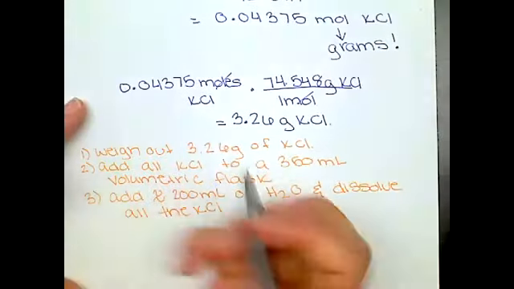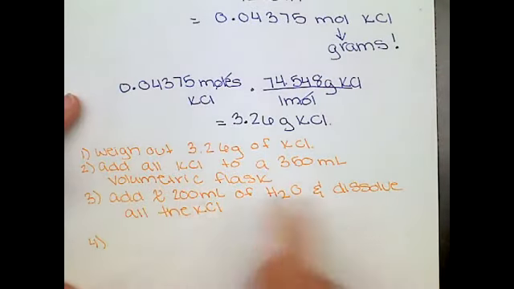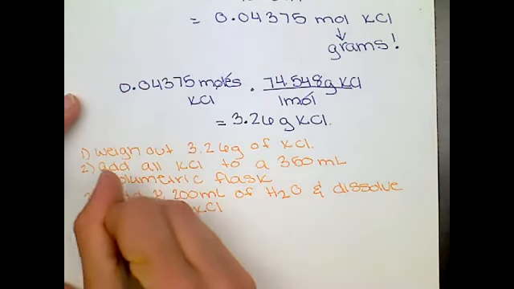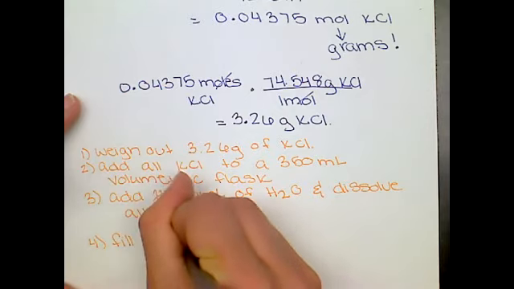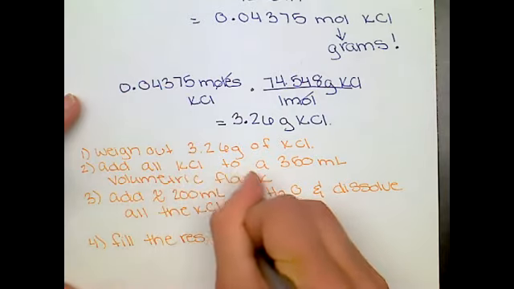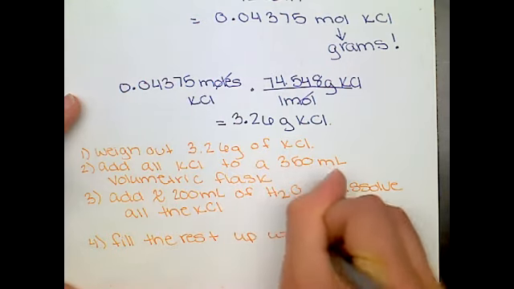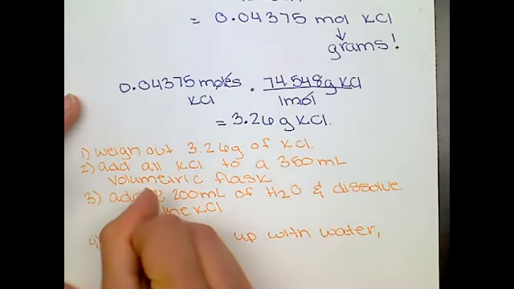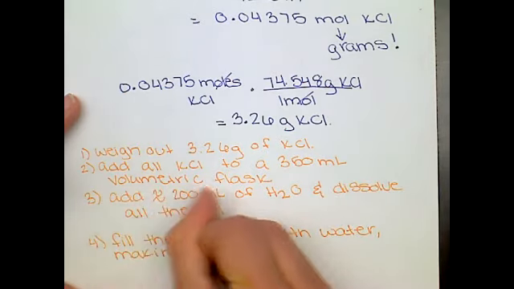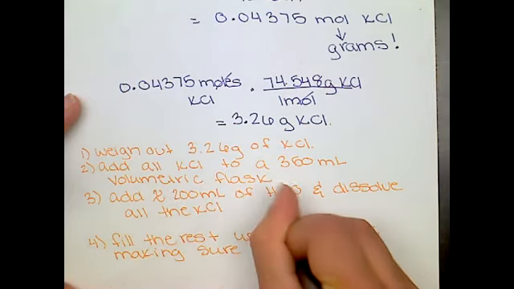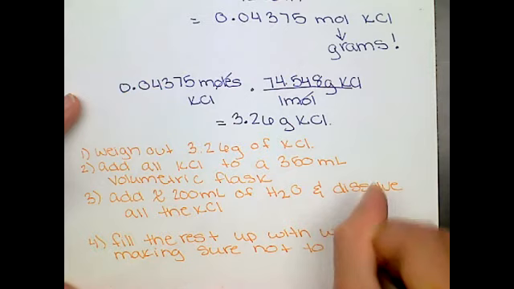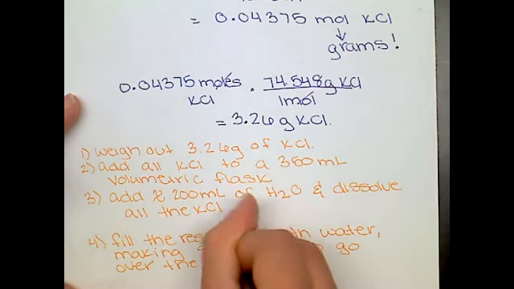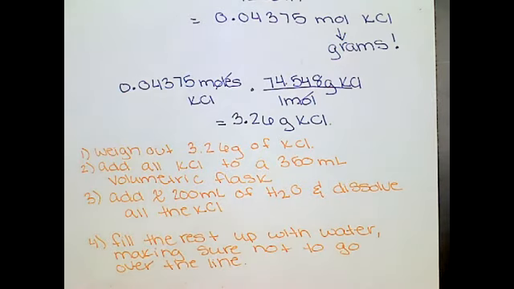Okay? Then once I've dissolved all the KCl in my volumetric flask, I'm going to fill the rest up with water. And again, you want to make sure not to go over the line. Okay, and so that is how you would make the solution.